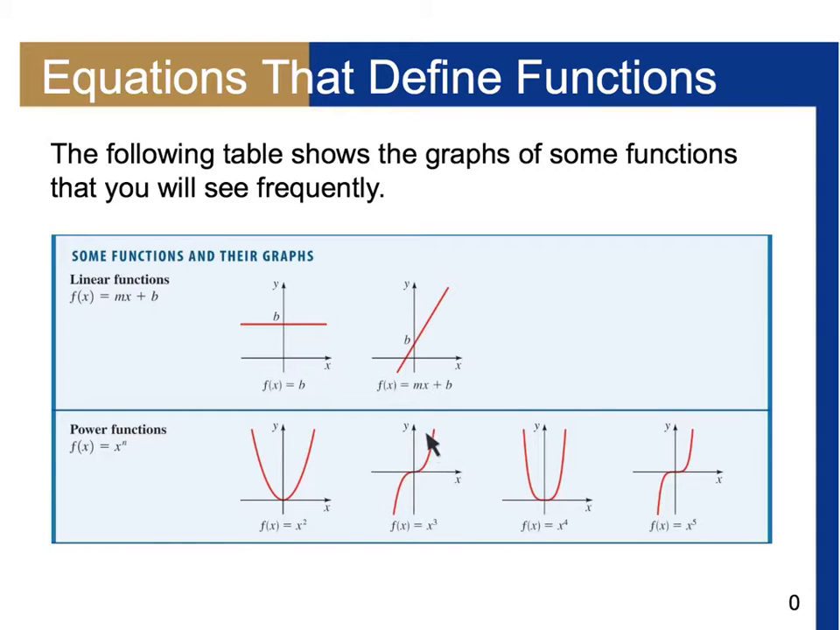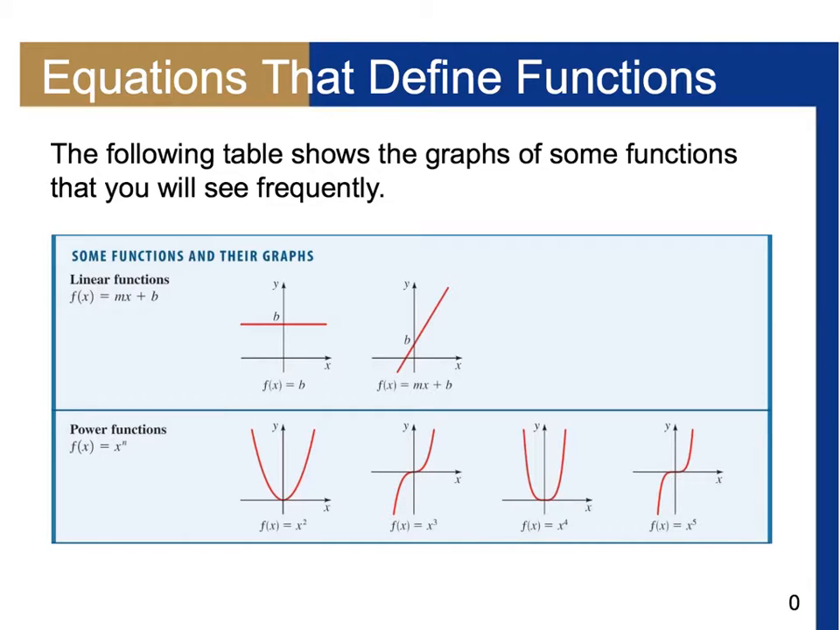x cubed, symmetry about the origin. x to the 4th is kind of a variation on the x squared curve. x to the 5th, we'll look at that in class, is kind of a variation on the x cubed. So these are called power functions, x to the n. Notice when n is even, we've got that symmetry about the y-axis. So x squared, x to the 4th. And when n is odd, x cubed, x to the 5th, we have that symmetry about the origin. Okay, so we'll look at that in a little more depth in class.